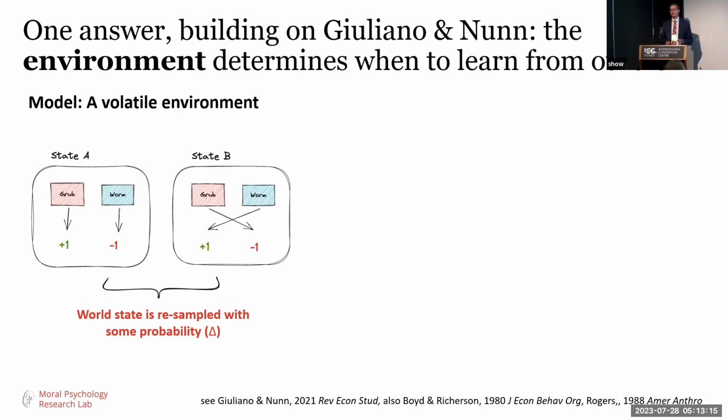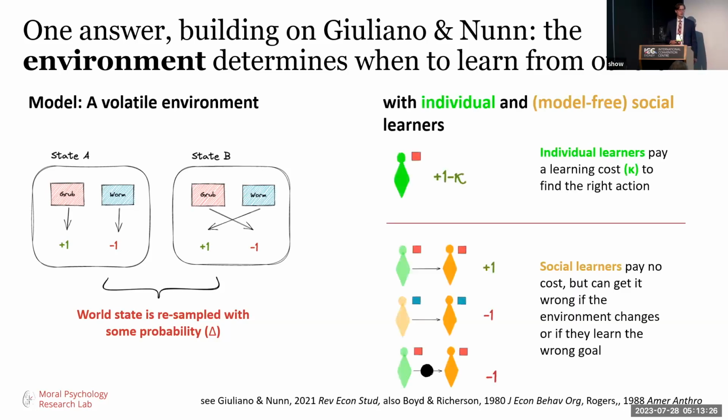The general idea of all these models involves a kind of simplified environment with actions that lead to rewards. But the crucial point is that the actions change over time, and what actions are optimal is subject to environmental shocks. In Giuliano and Nunn's case, different populations of agents interact. They model individual versus social agents. Their social agents correspond to a relatively model-free RL. Individual learners pay a cost to find the right action with certainty.